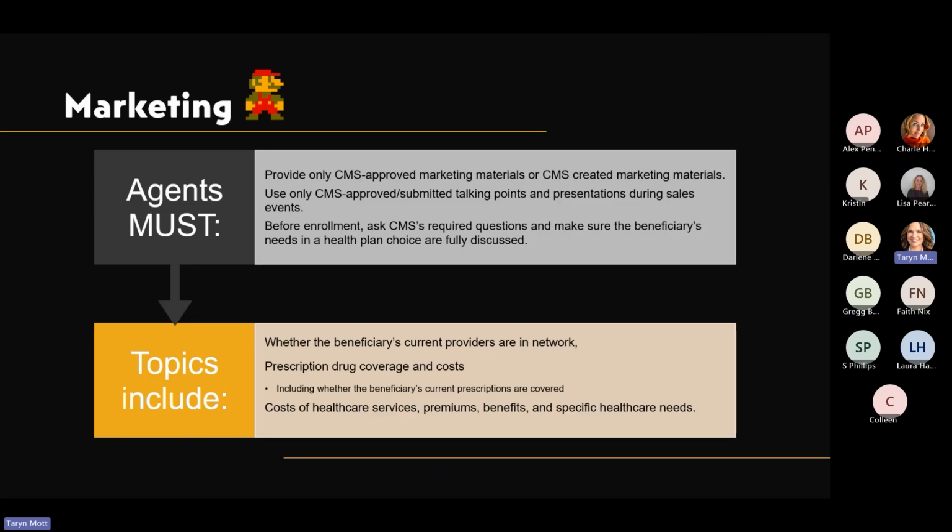Agents must provide CMS-approved marketing materials or CMS-created marketing materials. Use only CMS-approved submitted talking points and presentations during sales events. Before enrollment, ask CMS required questions and make sure the beneficiary's needs and a health plan's choice are fully discussed. Topics include whether the beneficiary's current providers are in network, prescription drug coverage and costs, including whether the beneficiary's current prescriptions are covered, cost of healthcare services, premiums, benefits, and specific healthcare needs.